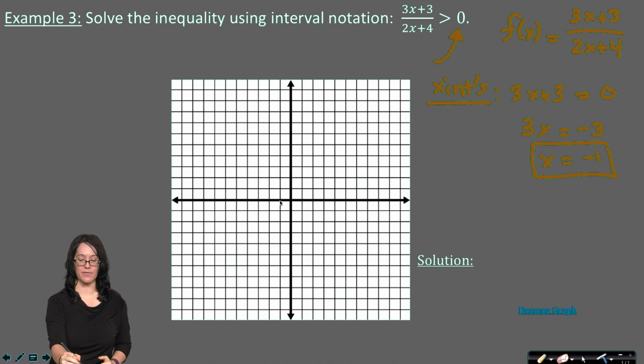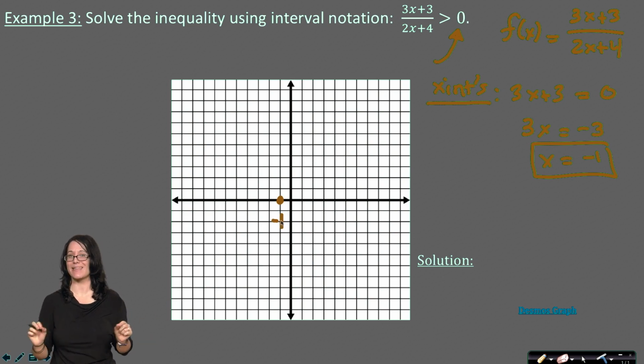So keep that in mind. It's a very important concept to understand, not just to go through the motions and put it on the graph. Understand that's the only time that you can cross that x-axis.